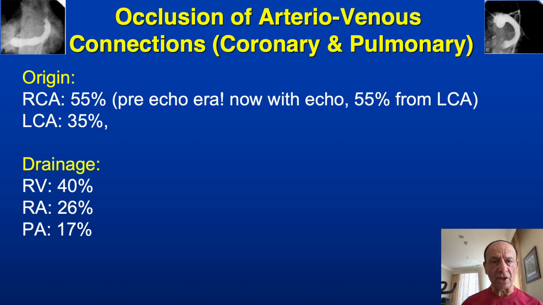Based on the origin of the connection, the majority are from the right coronary artery, 55%, 35% from the left, and the rest is combined origin. As for the drainage site, the majority drain into the right ventricle at 40%, 26% into the right atrium, 17% into the pulmonary artery, and the remaining percentage is multiple drainage sites.